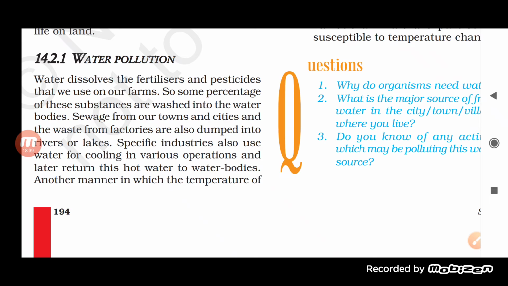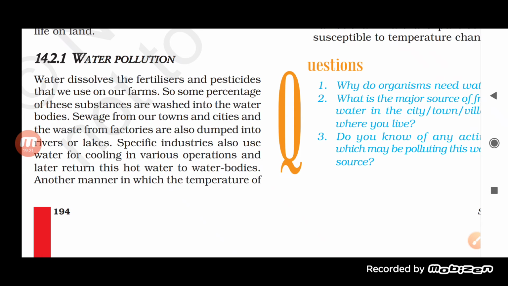See, there is a small amount of water and uneven distribution of water as well, so very little water is present in the atmosphere which we can consume. So yes, our responsibility is to conserve it and preserve it. Now let us see that there are some unwanted substances which change the nature of the water, and this is called water pollution. Now what happens? Water dissolves the fertilizers and pesticides that we use in our farms.